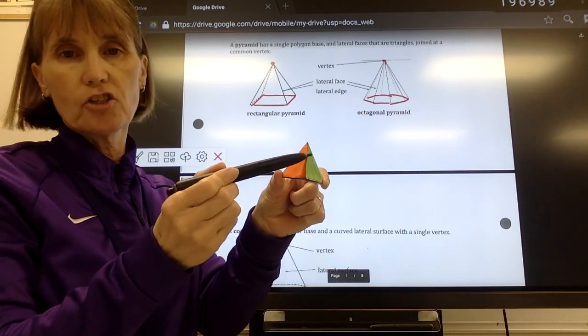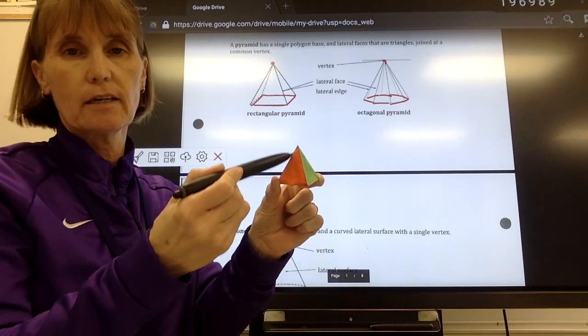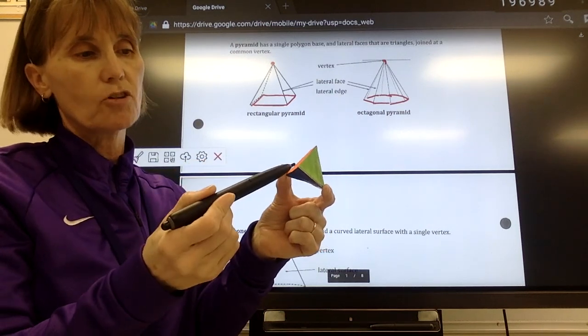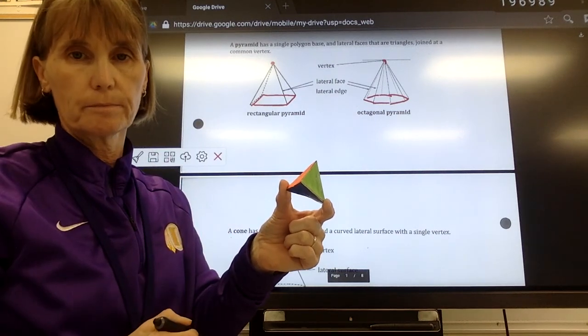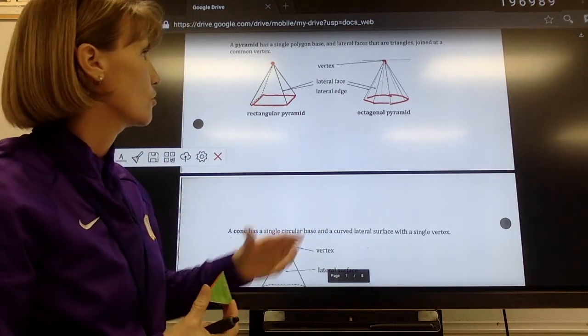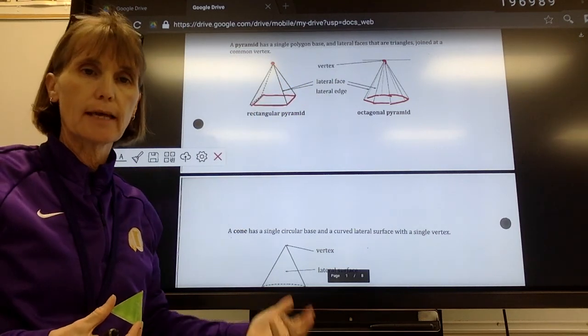Okay, it has edges like the prism. You can see the edges. There's where those triangles or those faces come together. And it also has vertices where those points are. Those are all vertices. So the pyramids are going to have faces, edges, and vertices like the prism.